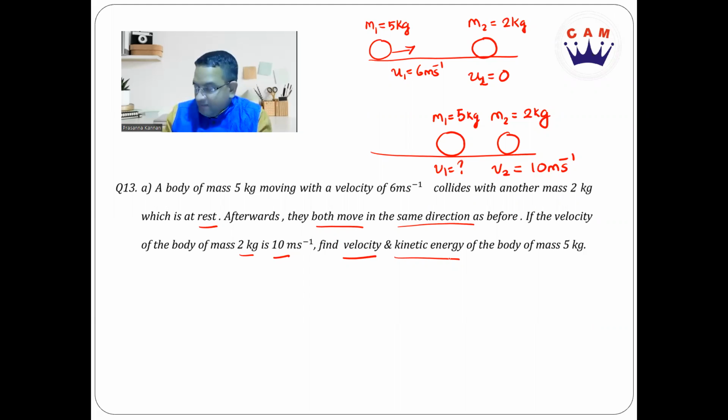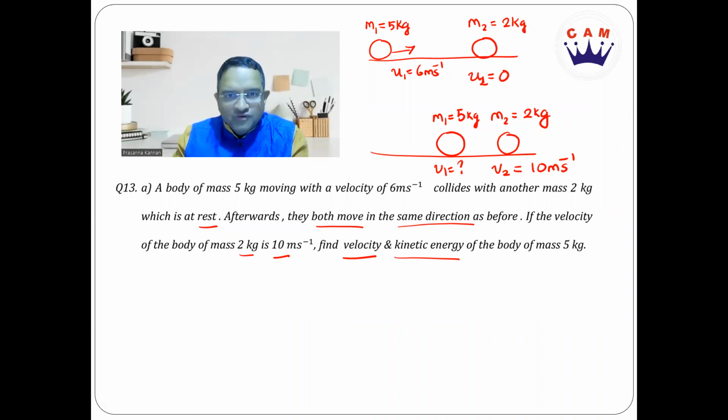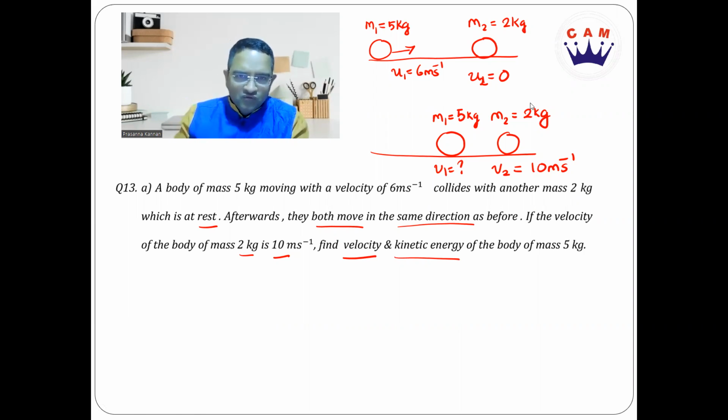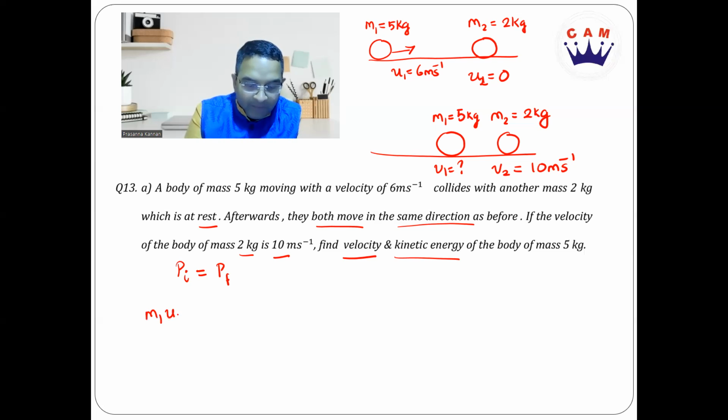So what's the principle we'll be applying here? Law of conservation of momentum. Yes, law of conservation of linear momentum, because there is no external force acting on the system. Therefore, whenever the external force acting on the system is 0, momentum is conserved. That means initial momentum is going to be equal to the final momentum. What is the initial momentum? M1 U1 plus M2 U2. That's going to be equal to M1 V1 plus M2 V2.